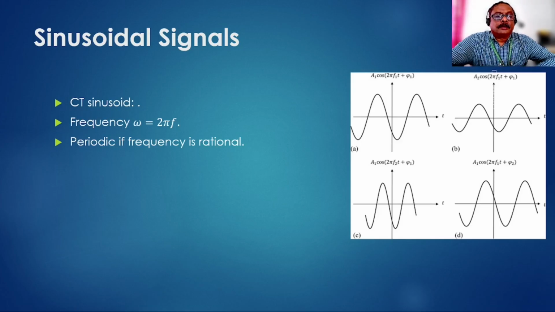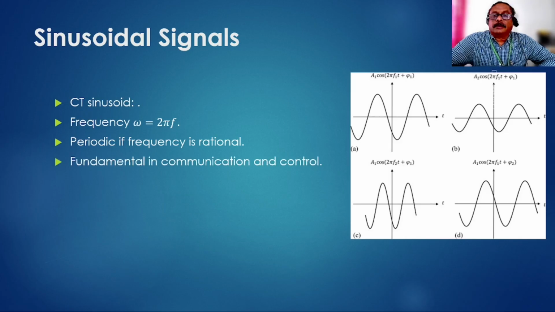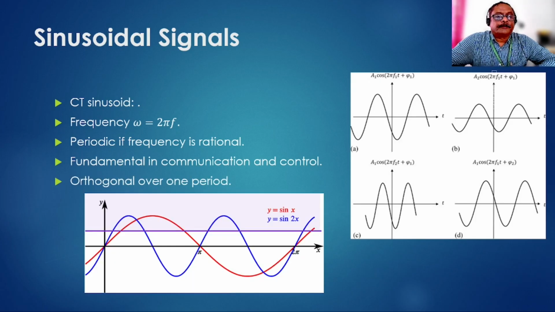That means if we represent frequency in terms of some numbers, then yes, it is periodic, and that's fundamental in communication and control systems. And we make use of sinusoidals as orthogonal signals, as we discussed earlier. Orthogonal signals are the signals which don't have any component in parallel to them, so they are orthogonal to each other, which means if the inner product of two signals is 0, then they are orthogonal.